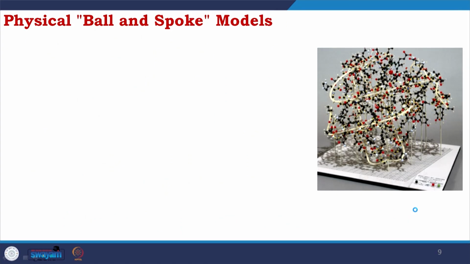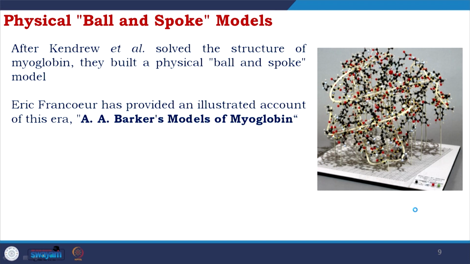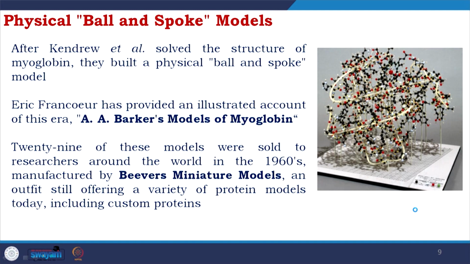From all those initial level models, we come to the physical ball and spoke model, where from the macro arrangement of the helicity, atomic level representation is introduced. After Kendrew et al. solved the structure of myoglobin, they built a physical ball and spoke model. Eric Francoeur has provided an illustrated account of this era, which is A. Barker's model of myoglobin, which you can see.